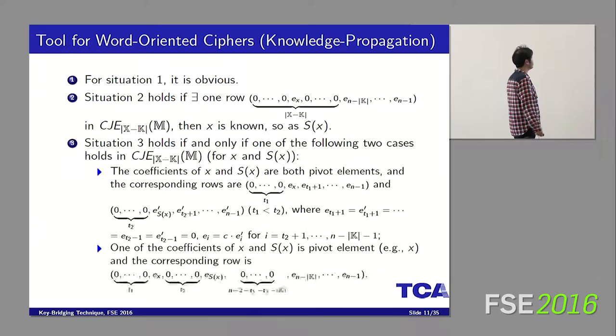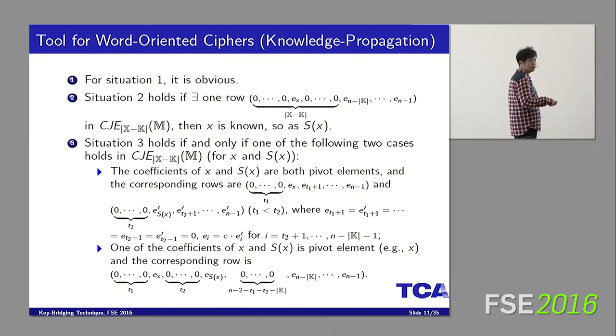Situation three holds if and only if one of the following two cases holds in M after Gauss-Jordan elimination. The coefficients of X and XS are both pivot elements, and the corresponding rows are like this and this. We can multiply this row by C and add it to this row, and we can transfer this case to case two, so we only need to consider case two. One of the coefficients of X and SX is a pivot element, for example X, and the corresponding row is like this. As we can see, in this row, a linear combination of X and XS can be represented by a linear combination of variables in K, so X is known.